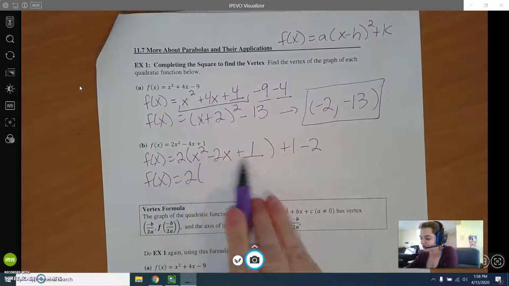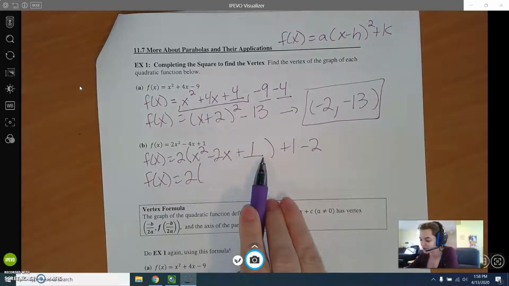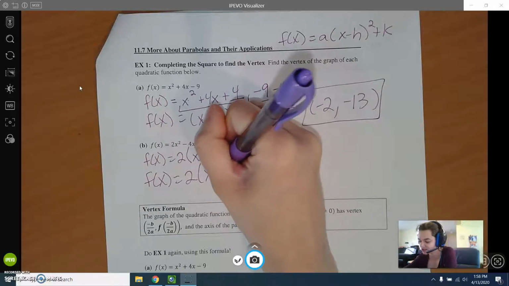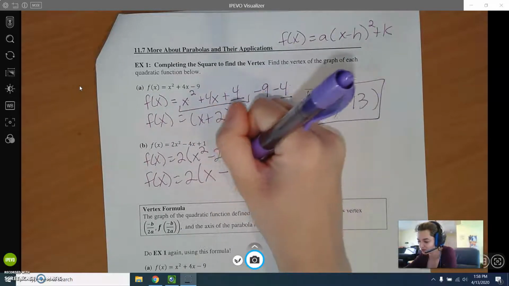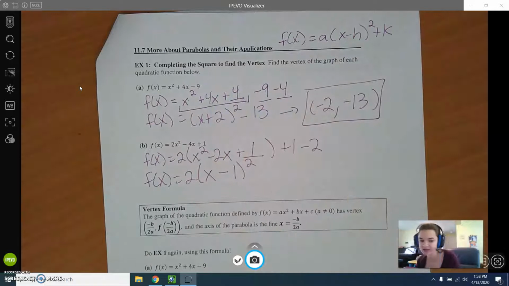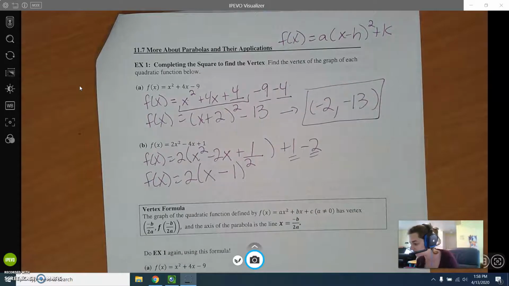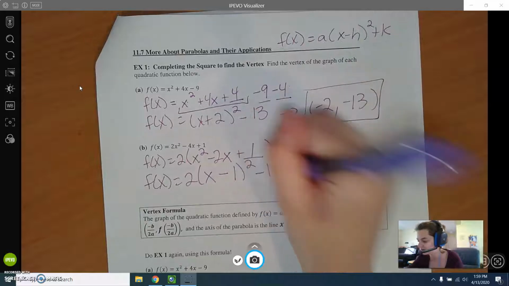So if I factor what's inside the parentheses, that would be an x. We'll have the same sign, which is a minus, and the square root of 1 is 1. So it factors to (x - 1) squared. Then we can deal with our like terms over here. I have a plus 1 and a minus 2, and 1 minus 2 is negative 1.